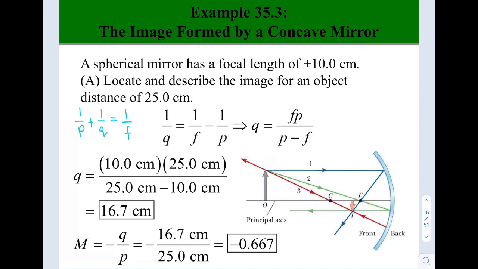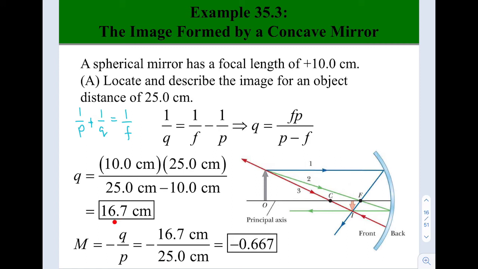In terms of magnitude, M here is less than 1. What does that mean? The image is smaller in comparison to the object. And the negative here means that the image is inverted. And because q here is positive, the image is located on the front side of the mirror and is real.